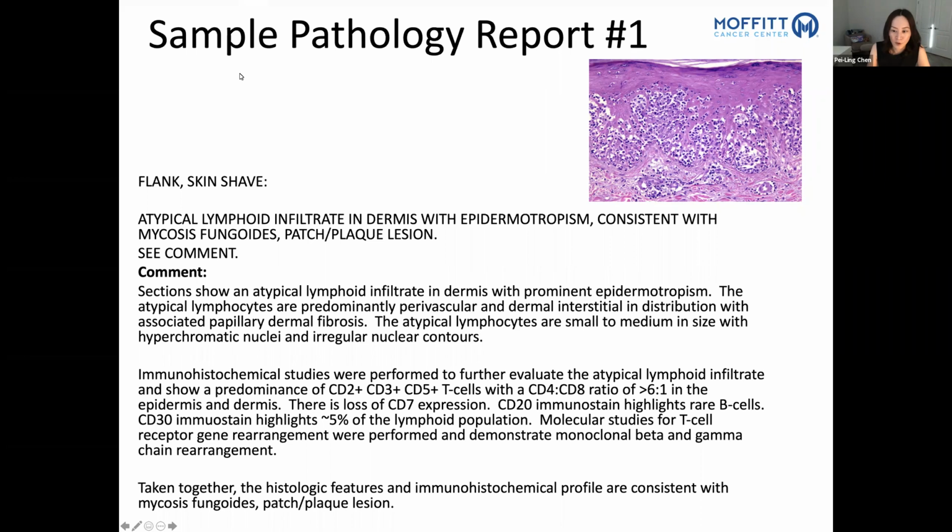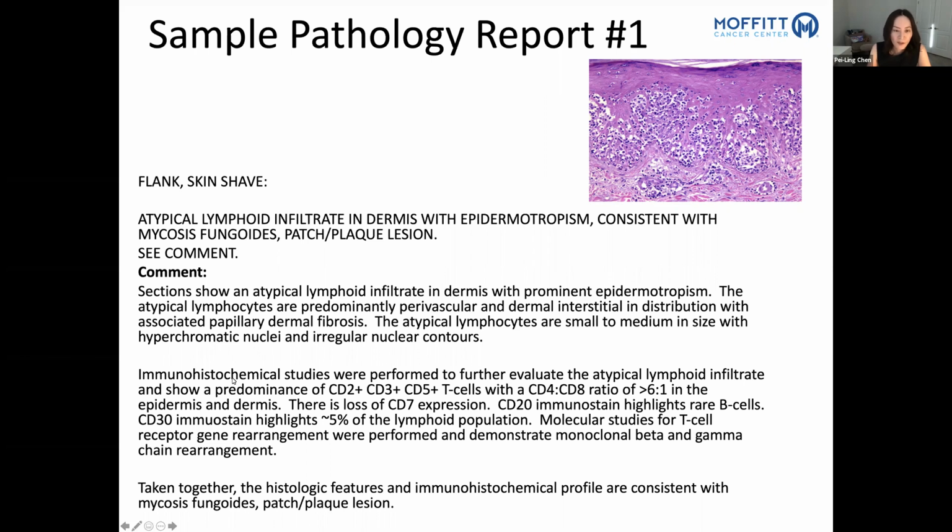with prominent epidermal tropism. The atypical lymphocytes, I talk about cell size for a reason I will explain in the subsequent slides. The atypical lymphocytes are predominantly perivascular and dermal interstitial in distribution with associated papillary dermal fibrosis, the fibrotic bands. They are small to medium in size with hyperchromatic nuclei and irregular nuclear contours. This tells my clinician I see the low power and high power features of mycosis fungoides, both in terms of the distribution as well as the cytology.